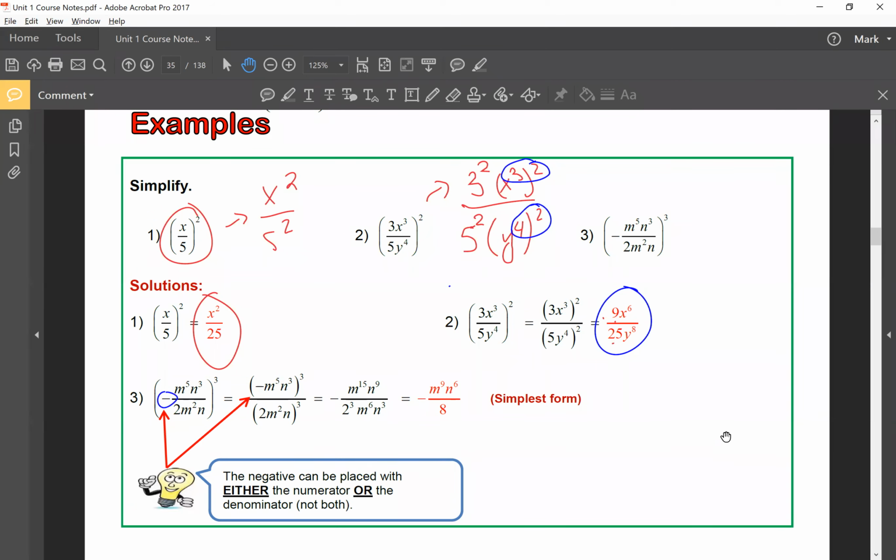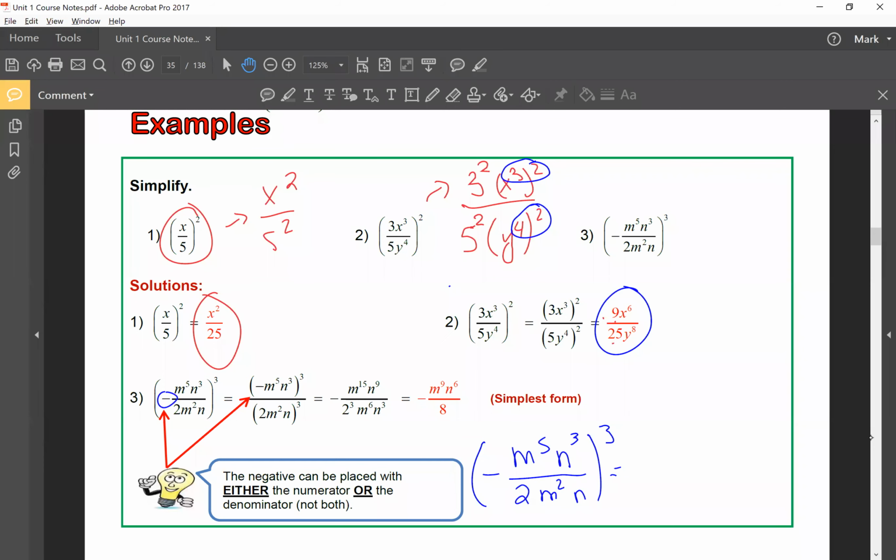I do mine a little bit differently than this little light bulb here. So let me show you how I would approach this. I have the bracket, negative m^5 n^3 over 2m^2 n, and all of that's cubed. What I would probably do with this is simplify this first. I think this light bulb is wrong, guys.